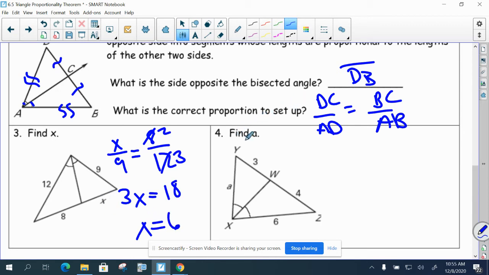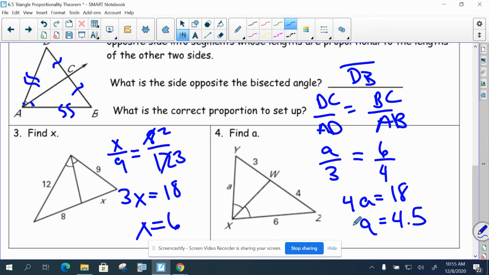For number 4, you could do a over 3 equals 6 over 4. So 4a is 18, a is 4.5. Okay, easy enough. Let's do a few more examples.